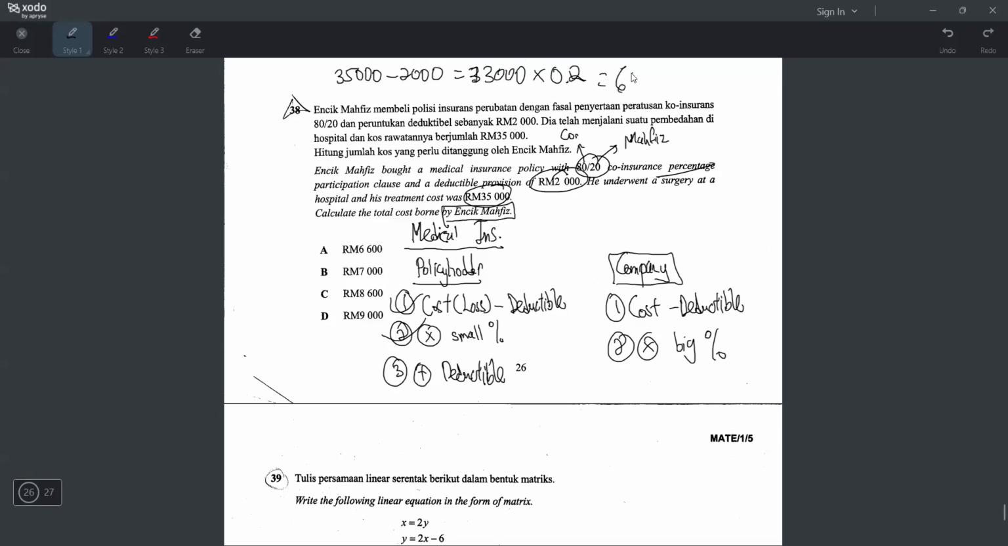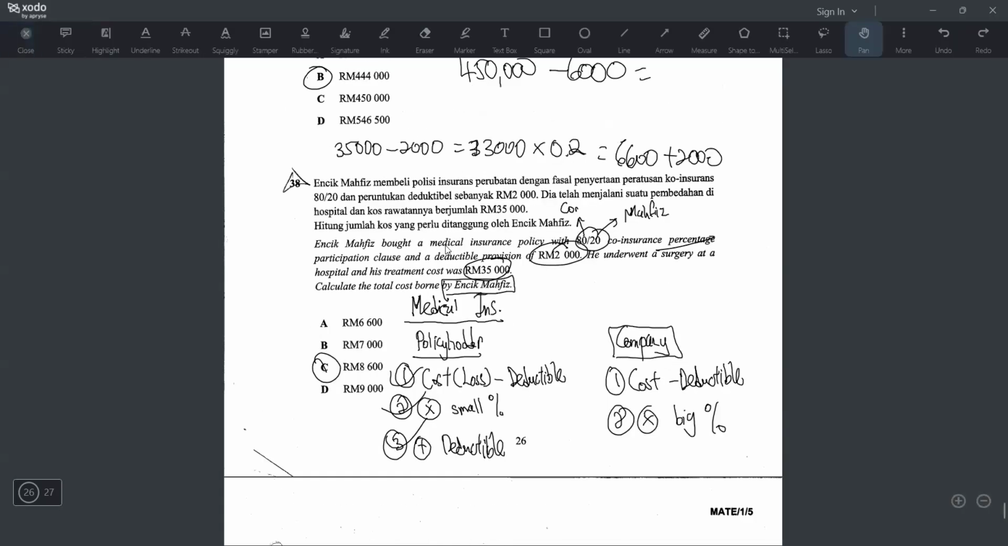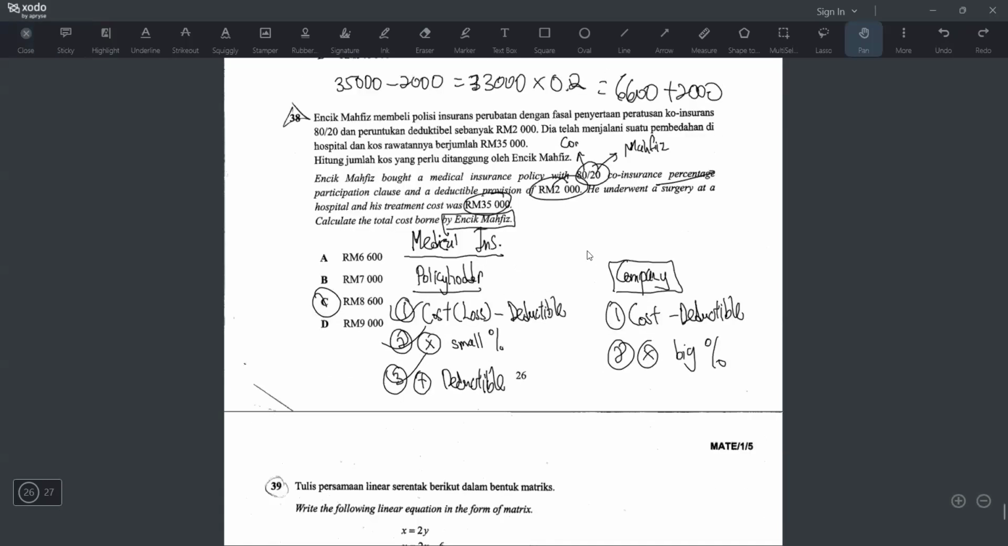And then what is step number 3? Plus the deductible. Deductible is 2,000. So add 2,000, and you will get 8,600. So the answer is C. Did you realize how easy it is to answer when you memorize this? So memorize it, right? If you want to answer this medical insurance question easily in SPM, just remember these steps.